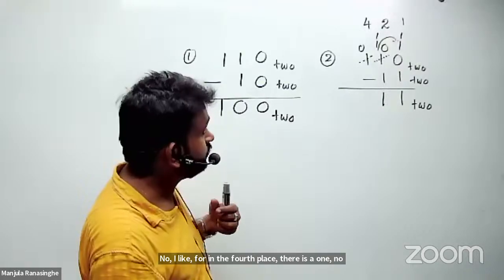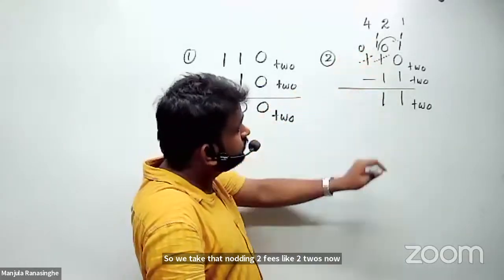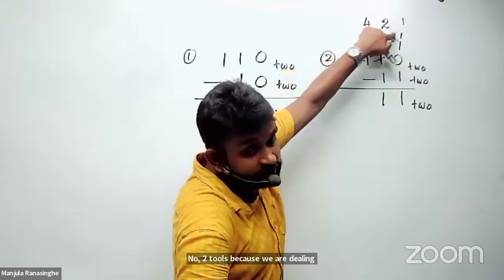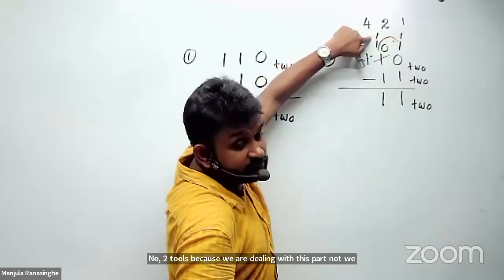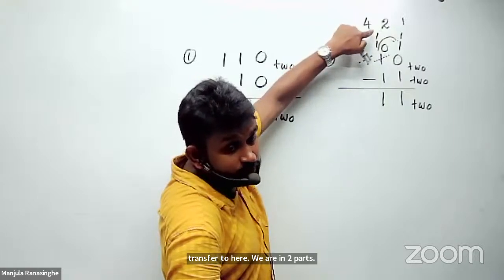So we take that, no? Then 2 feels like 2 twos. Not that 1 is repeated 4 times. Two twos, because we are dealing with these two parts, not transferring to here. We are in two parts, so two parts feels only twos. That's why we put twos.